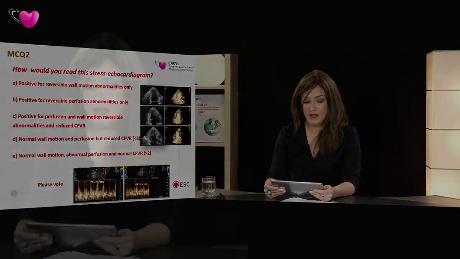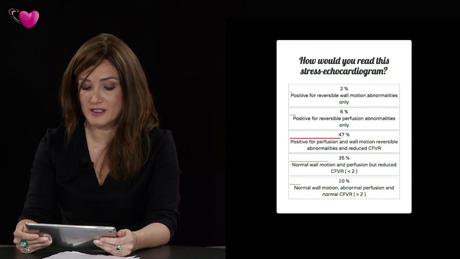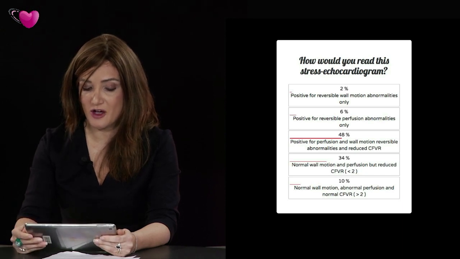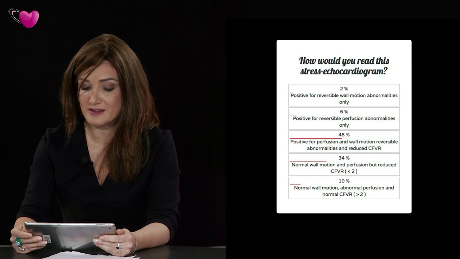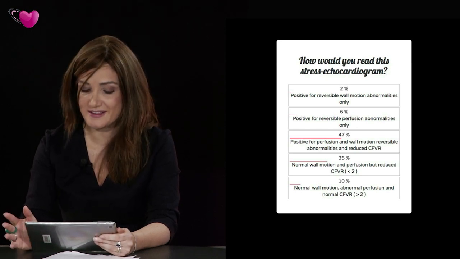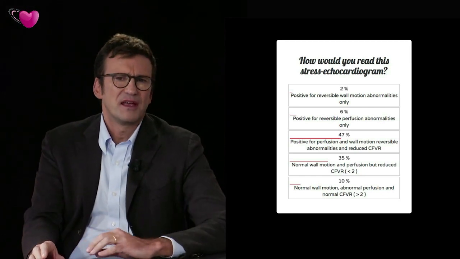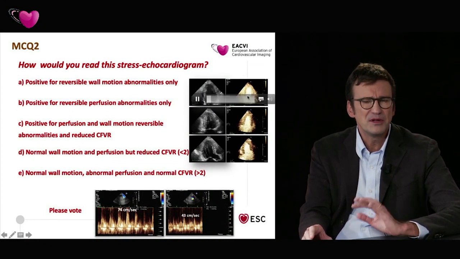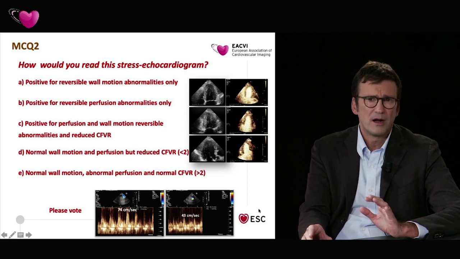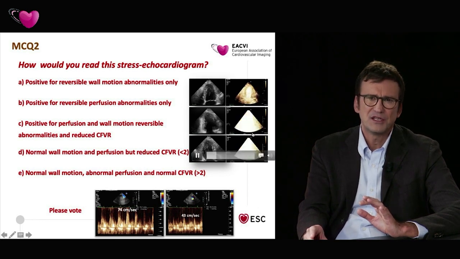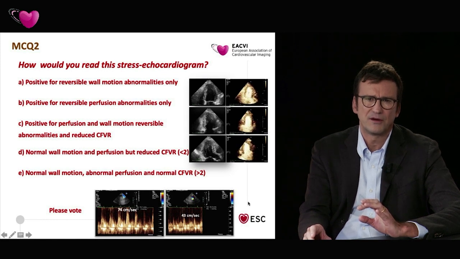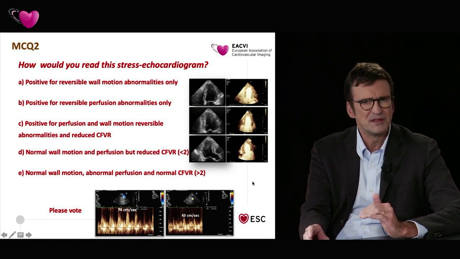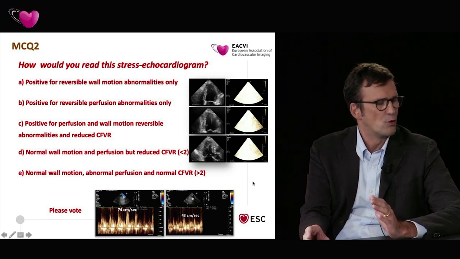47% of our viewers answered positive for perfusion and wall motion reversible abnormalities and reduced coronary flow reserve. But 34% of the people answered normal wall motion and perfusion but reduced coronary flow reserve. That's tricky. That means that perfusion isn't easy to assess. This is a typical normal perfusion test, for example, where you can surely see some blackish zones here, for example, in the basal anterior in two chamber, or in some most basal segments or half segments, but this is typical and normal of a well-conducted perfusion study.